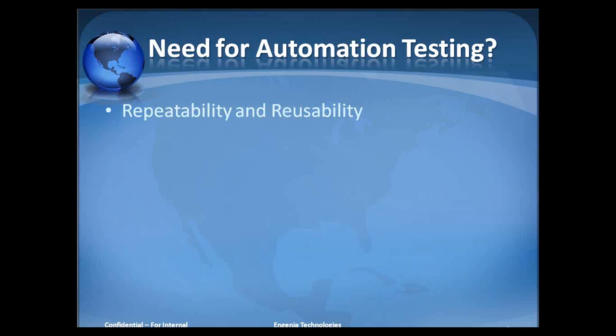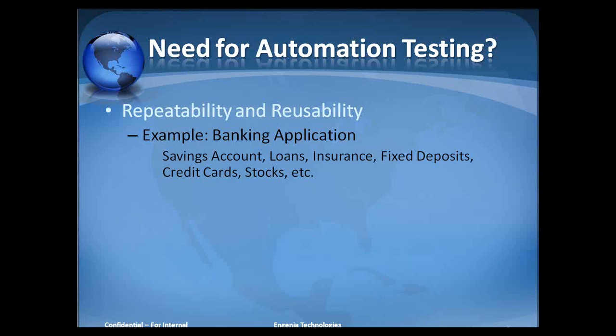So it is not feasible for a manual tester to just keep on testing all the new modules as well as testing the previous modules also. So in order to see that everything is accurate, consistent, and reliable, we would definitely need automation testing. In order to explain it further, I'll just take an example of a banking application, which has different modules like saving accounts, loans, insurance, fixed deposits, credit cards, stocks, etc.